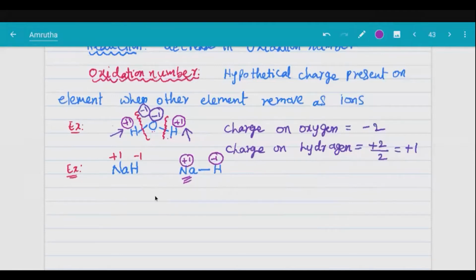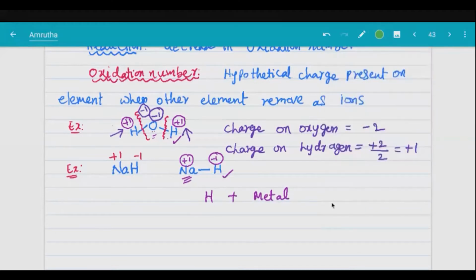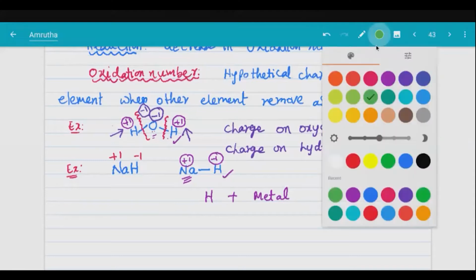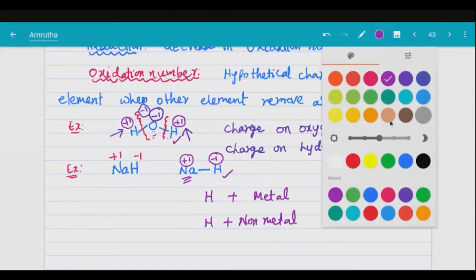Metals are more electropositive. So when hydrogen connects with a metal, hydrogen is -1. When it connects with a non-metal, like oxygen, hydrogen is +1. So very simple: hydrogen with a metal, what is the charge? The charge is -1. But hydrogen with a non-metal, what is the charge here? +1.